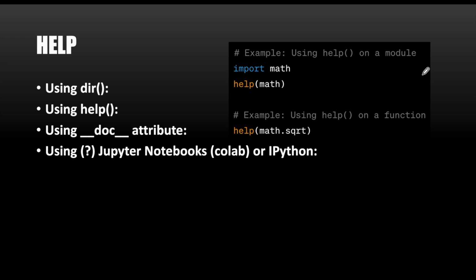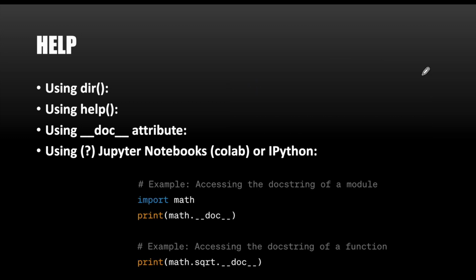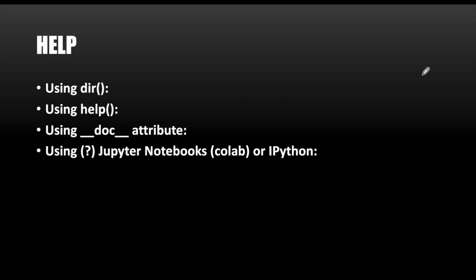There's a help function which is there. There's a doc attribute which gives you some details on the specific function or object. And there in the Jupyter notebook or in Colab, there is a question mark also, using which you would be able to get help on that specific functionality. Let's see all of these in action now.